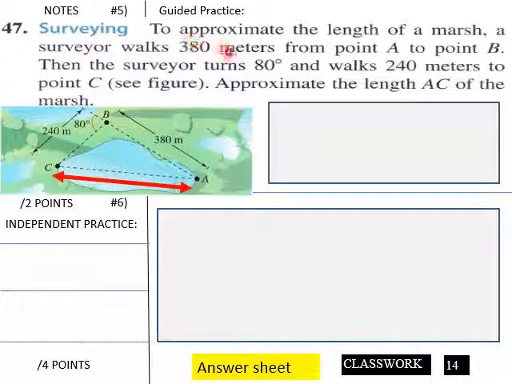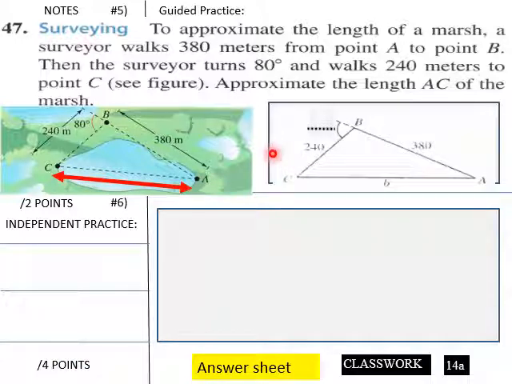Let's try one now. To approximate the length of a marsh, a surveyor walks 380 meters from a point A to point B. So point A to point B. Wait a minute, here's point B, point C. I guess this is point A here. So 380 meters from point A to point B. Then the surveyor turns 80 degrees and walks 240 meters to point C. So then he walks over here. Approximate the length of AC of the marsh. So we need to find this length here, AC.